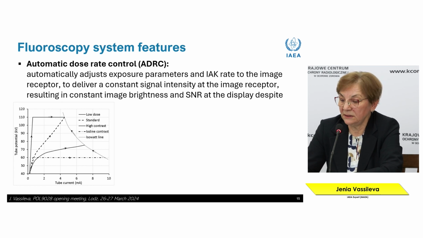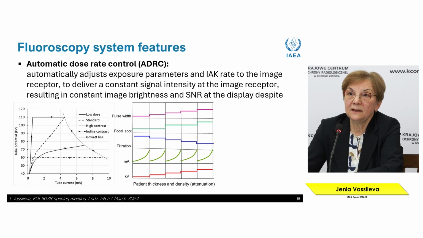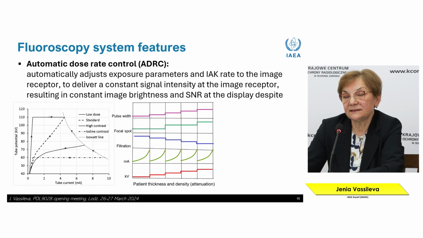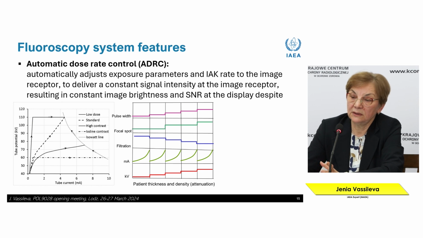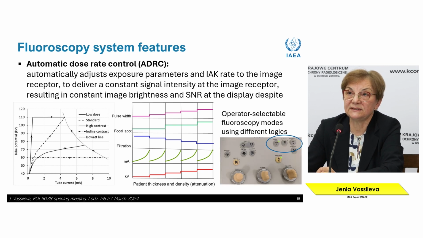Automatic dose rate control in the modern system works in a very complicated way. In the past, this controlled only the tube current and tube voltage, but nowadays there are systems that automatically control also the filtration, the focal spot and pulse width. So in fact, the acceptance testing of the fluoroscopy system and the regular quality control of the system settings have an extremely important role to find out how this automatic exposure control system works.